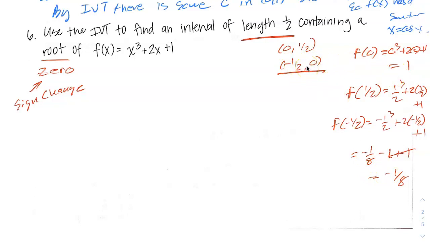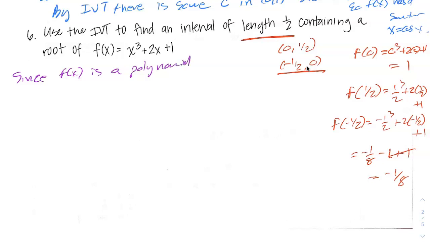Other than that, we're going to do everything else the exact same thing we've been doing. So we've got to write the whole thing. We say, since f of x is a polynomial, it is continuous on -1/2 to 0. It's a polynomial, so I can pretty much write it anywhere, but I'll write the little interval, just to be careful. Then you go, okay.